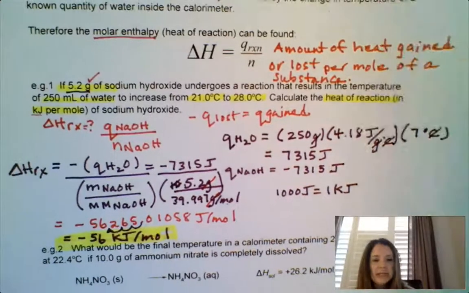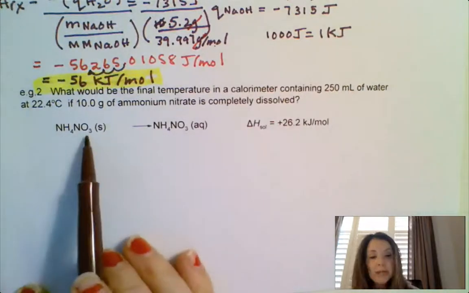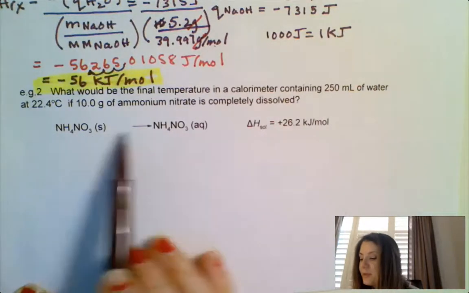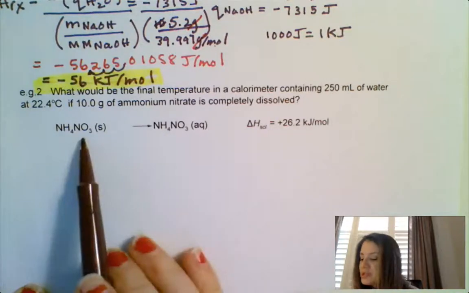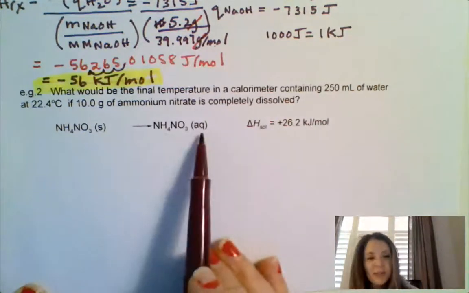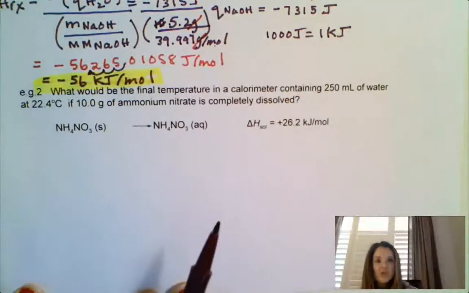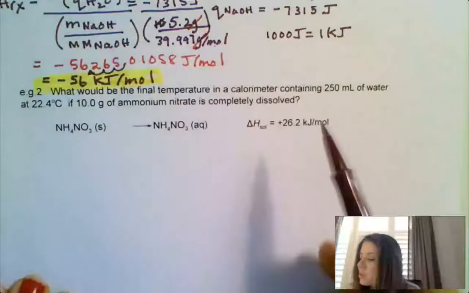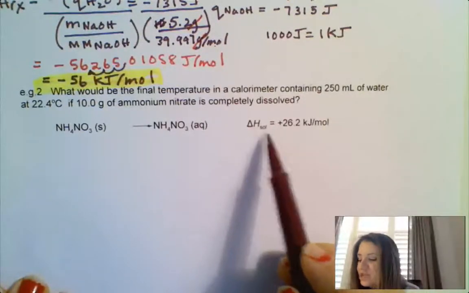Let's take a look at the question below. In this reaction below, we see that we have ammonium nitrate as a solid becoming ammonium nitrate aqueous. So this just means that this is a dissolving process. So this is not a reaction. Dissolving is a physical change. So notice instead of using Rx here, we just say delta H of solution.